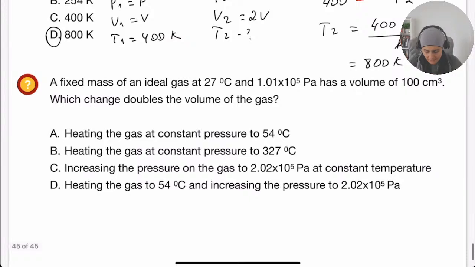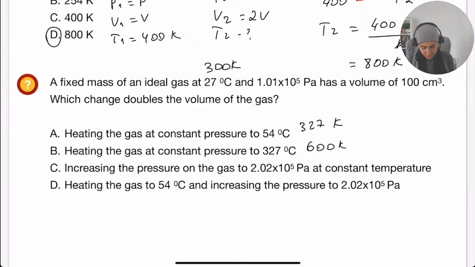And one more question. A fixed mass of an ideal gas at 27 Celsius. Again, right away convert it to kelvins, because all those doubles and halves only work for kelvins, not for Celsius. The gas has a volume of 100 cubic centimeters. Which change doubles the volume of the gas? All the numbers in Celsius I convert to kelvins right away. So 327 kelvins, and this is plus 273. This is 600 kelvins.